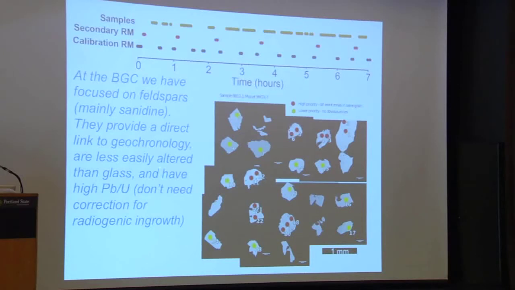For more ancient materials, it's actually very useful that the feldspars don't have a high uranium-lead ratio. So you don't have ingrowth of uranium after this has been deposited. That's something that you'd need to correct for. So that's also something to think about when you're working on something that's, say, more ancient than the Pleistocene.